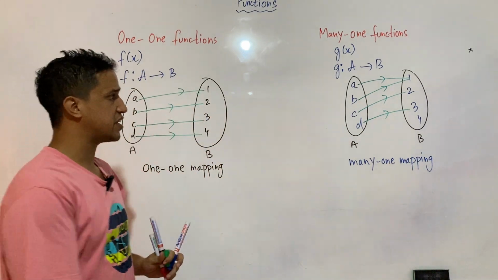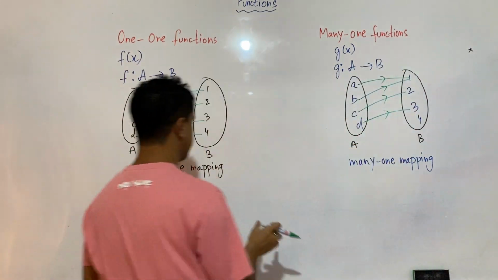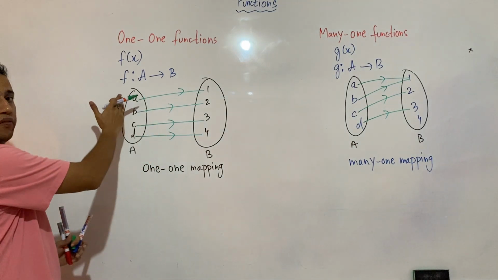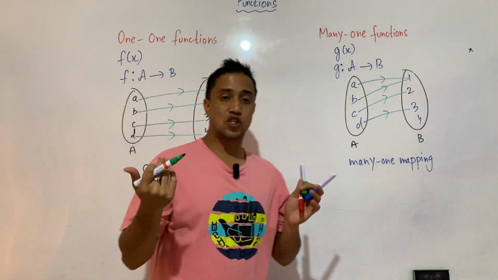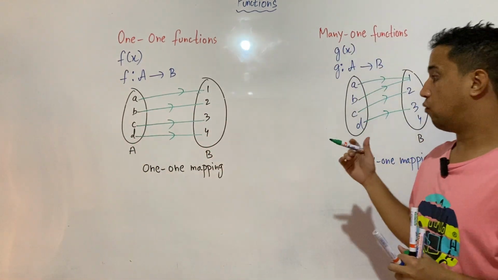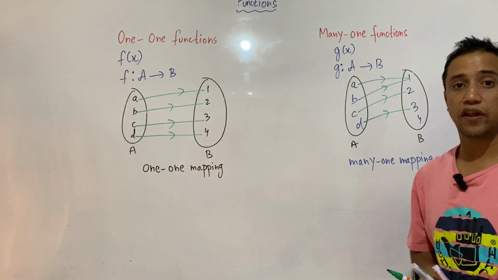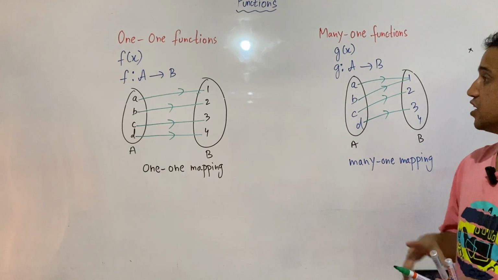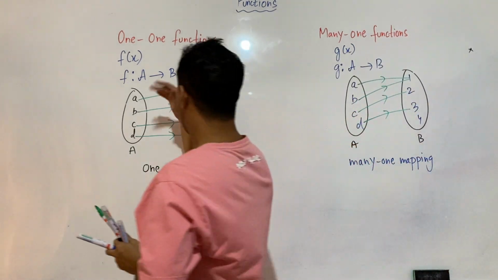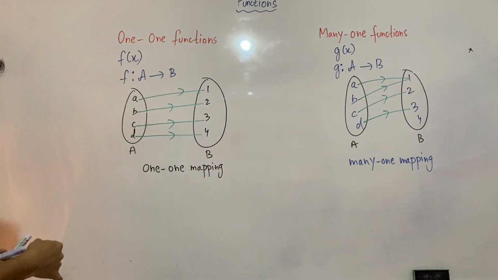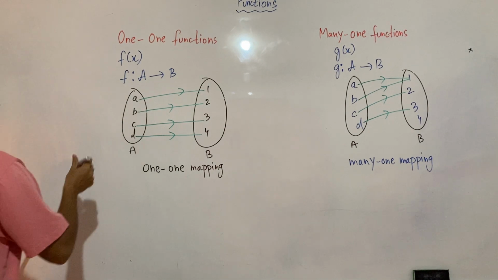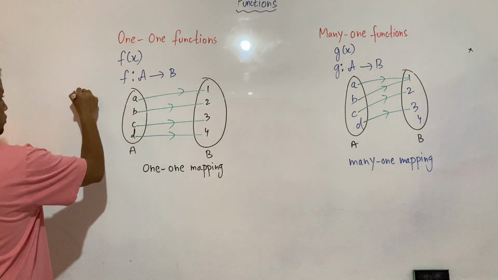Okay, so as the name says, many 1, and here 1 1 means 1 on the left and 1 on the right. Okay, so that's what 1 1 functions and many 1 functions means. I hope you understand it through the visual representation. Okay, so this is our visual representation.